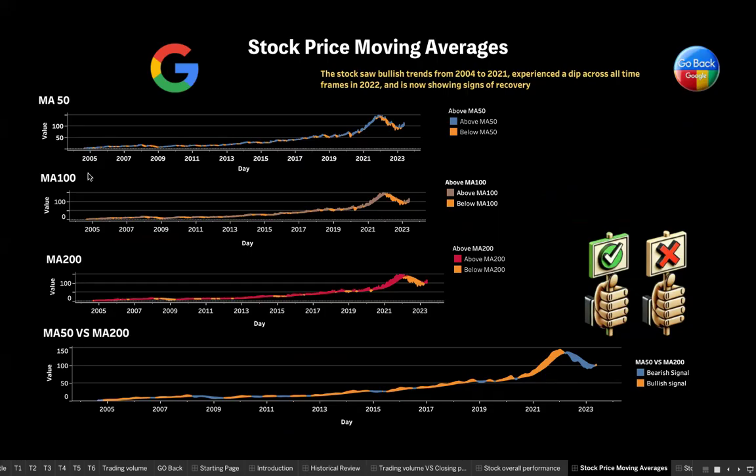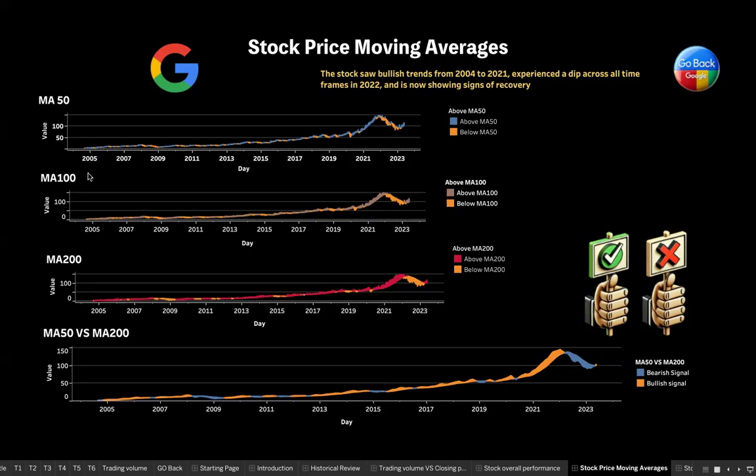In the upper part of the dashboard here, we break down Google's stock price performance across 3 moving averages: the 50 days, 100 days, and the 200 days. Each graph tracks the closing prices relative to those moving averages, with orange markers showing when the closing price dips below a specific moving average.